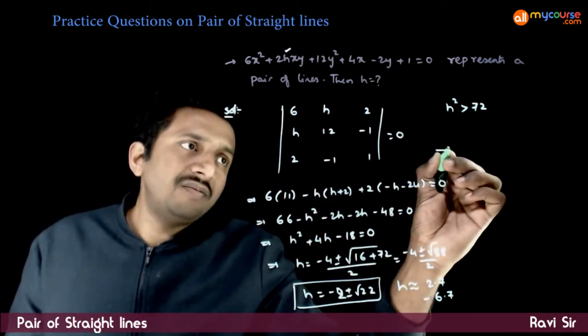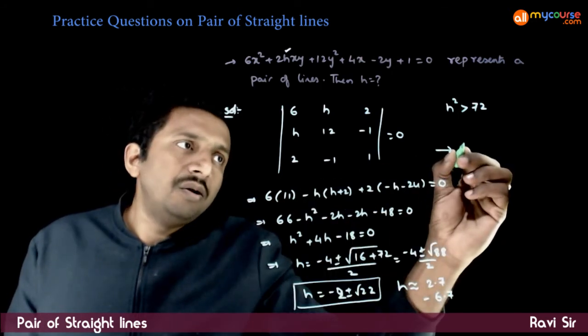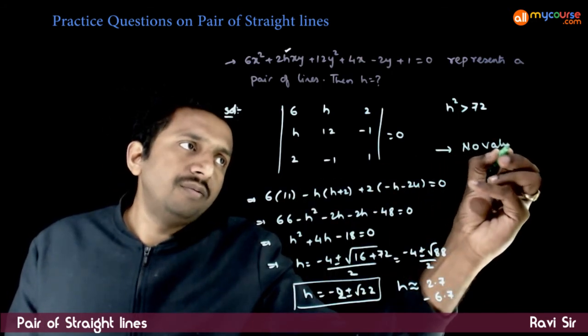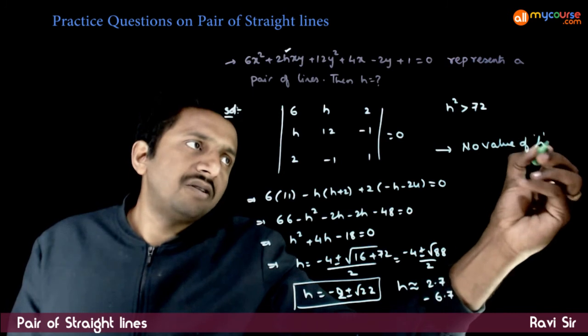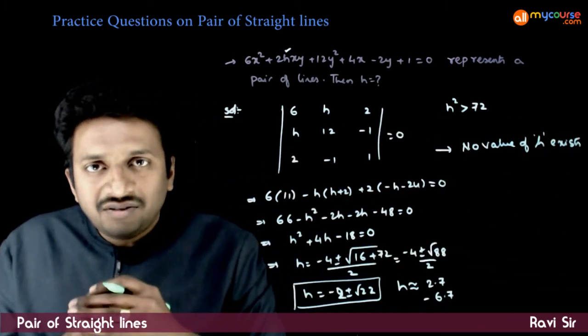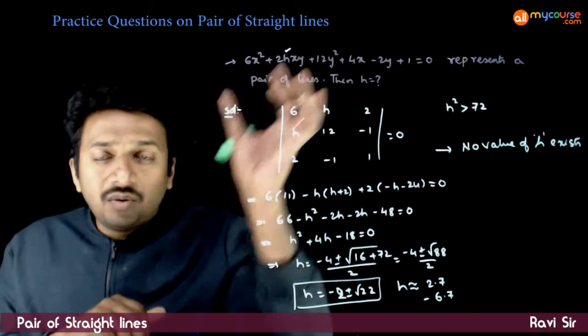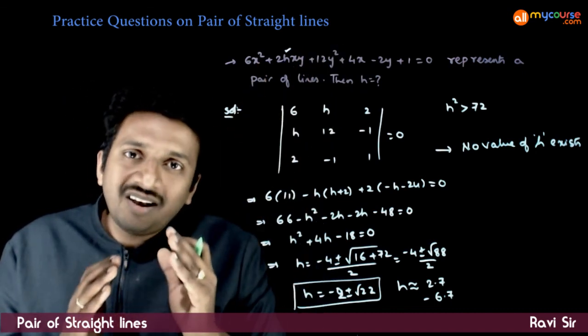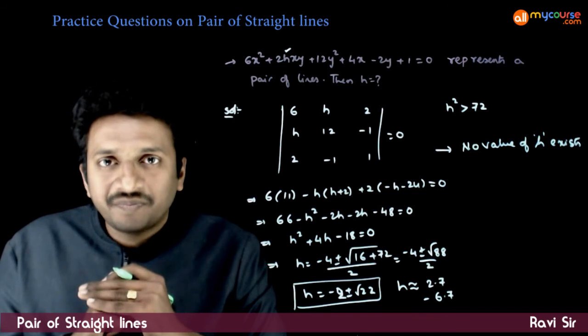So what is the meaning of this? No value of h exists for this equation to be a real pair of lines. Thank you.